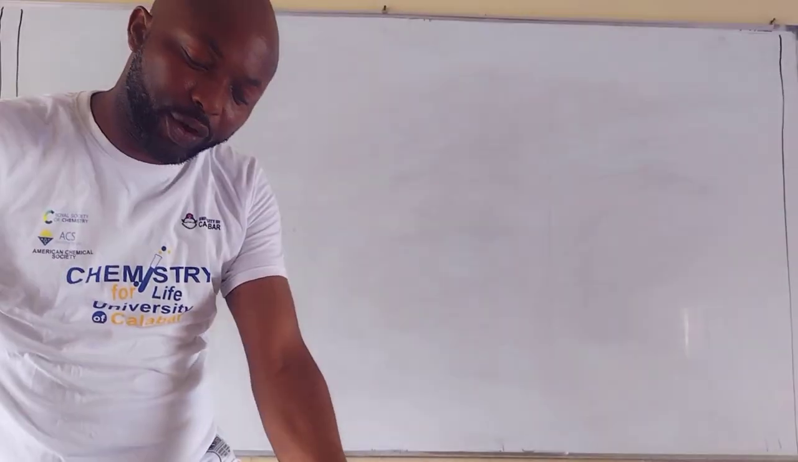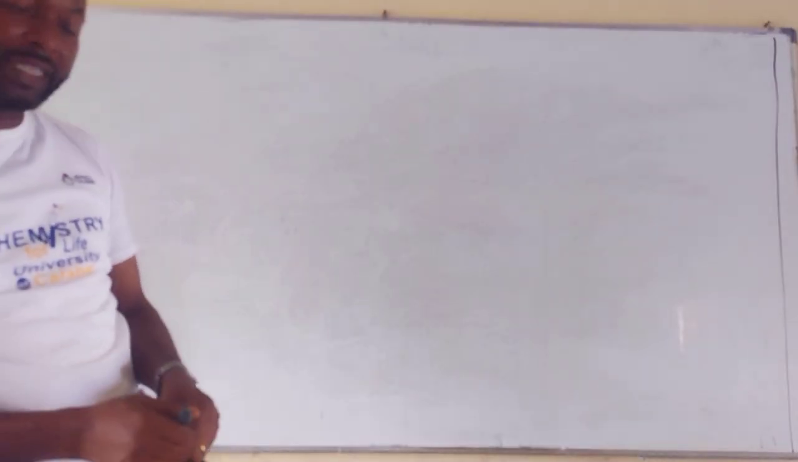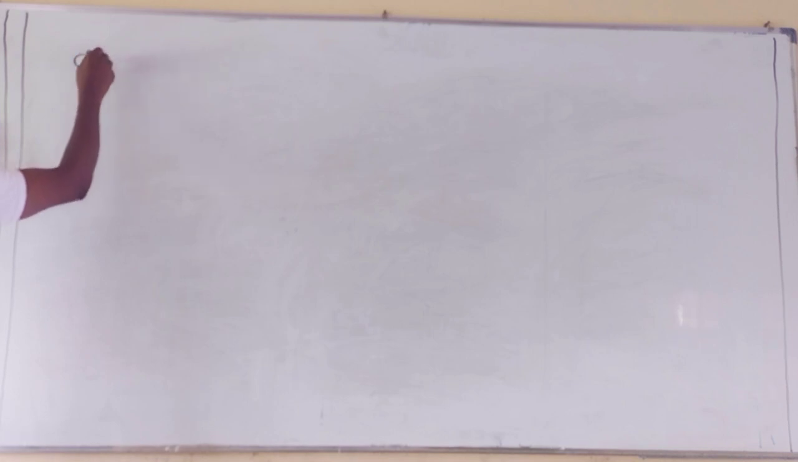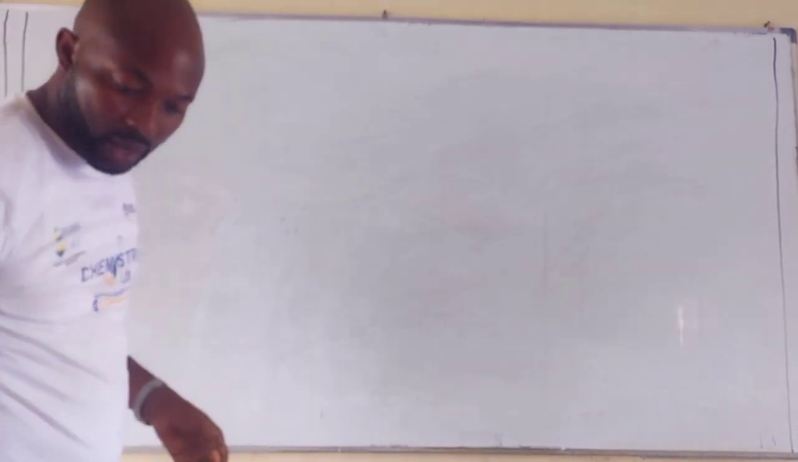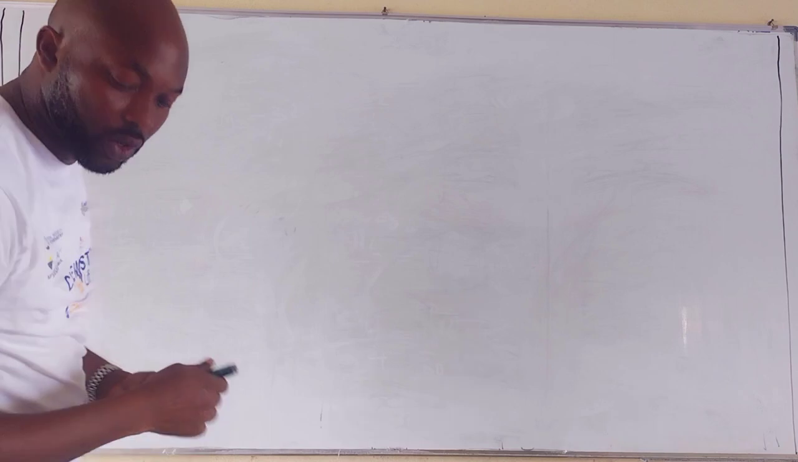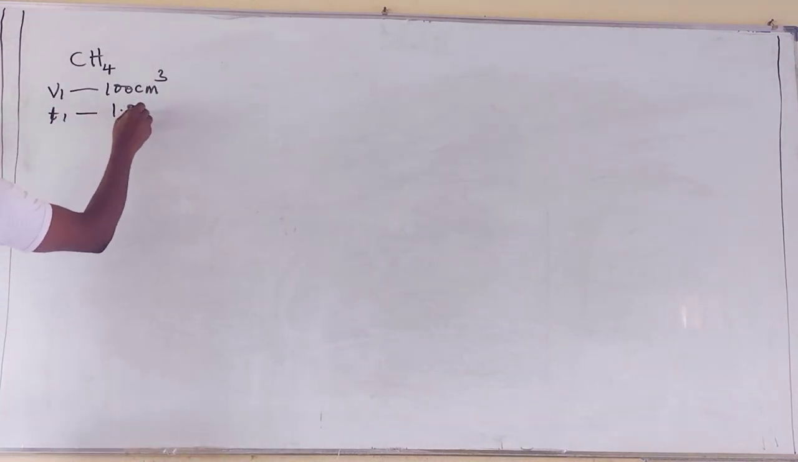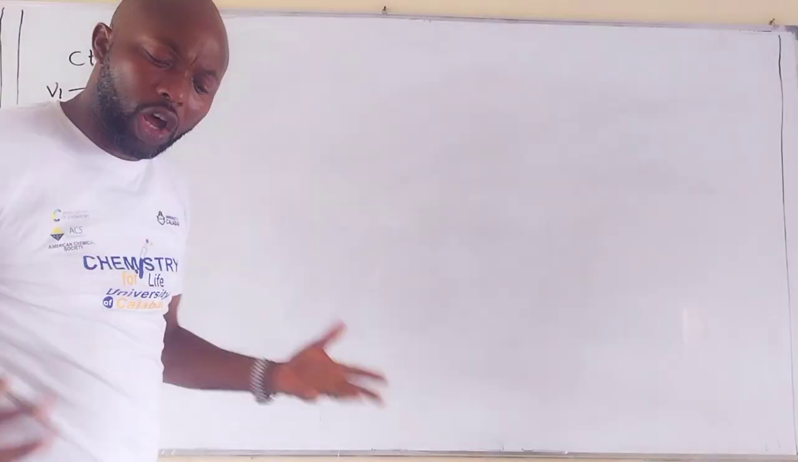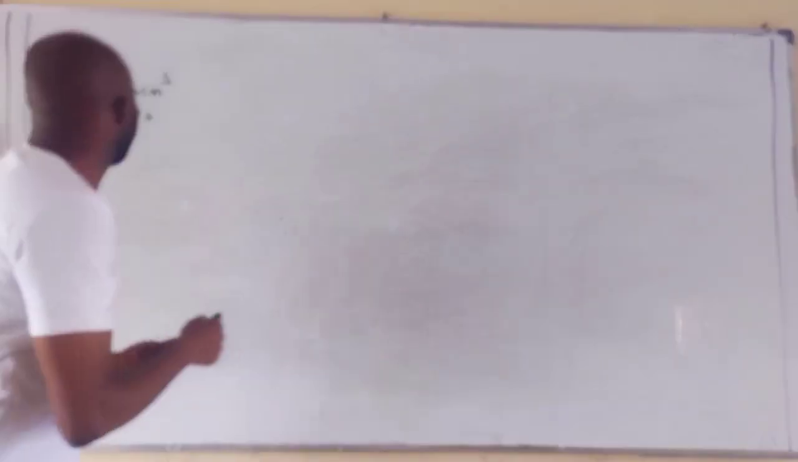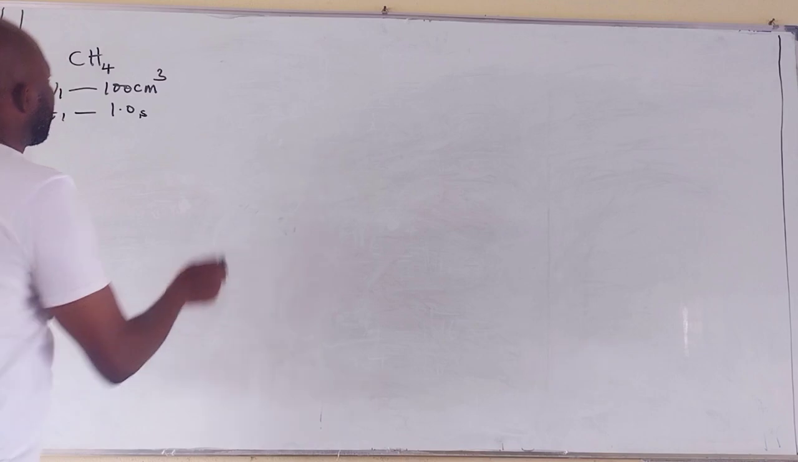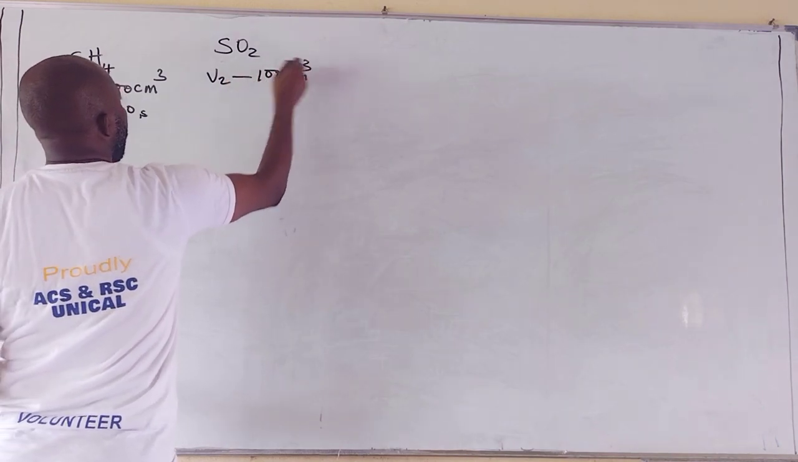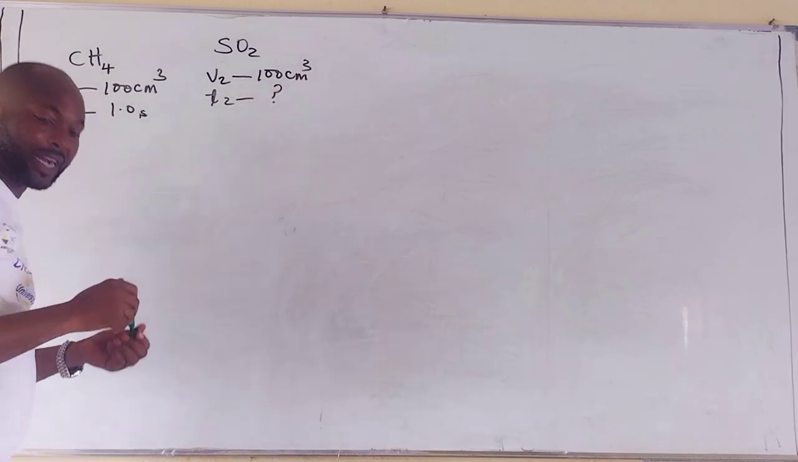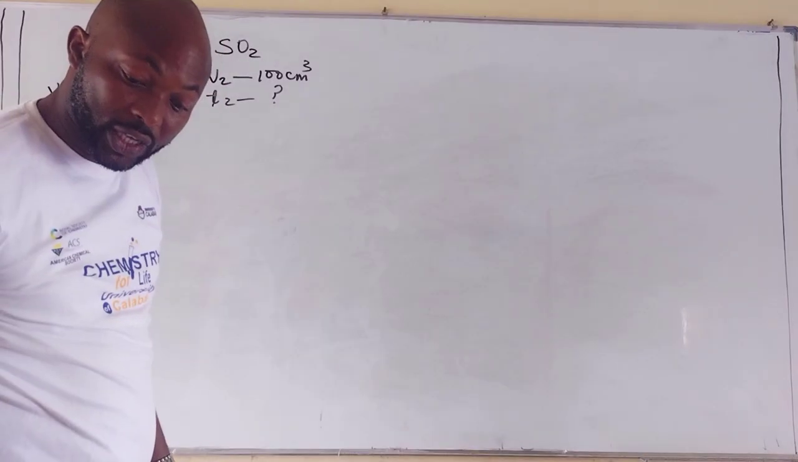If 100 cm cube of methane, so the first gas is methane, CH4, so our V1 is 100 cm cube. If it takes 100 cm cube of methane to diffuse through a porous pore in 1.0 seconds, so T1 is 1.0 seconds. Now, how long will it take the same volume of sulfur 4 oxide, which is SO2, the same volume? So V2 is also 100 cm cube. How long is T2? That's what they are asking us. Will it take the sulfur 4 oxide to diffuse through the same pore under the same conditions?